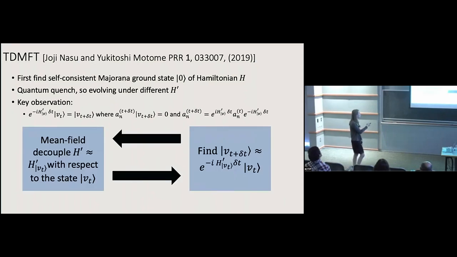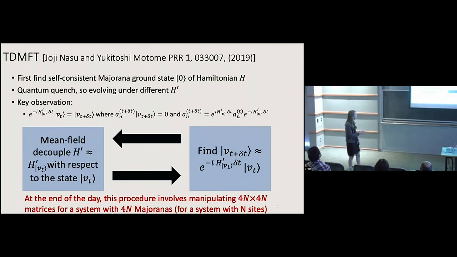The procedure is then that I mean field decouple H prime with respect to the state that I'm acting on, and then I use that mean field decoupled H prime to evolve the state a little bit in time, and I do this until I'm at the time that I care about. At the end of the day, this is just linear algebra. I'm manipulating 4n by 4n matrices with a system of 4n Majoranas, so n sites. So this scales much better than exact diagonalization, which goes as 2 to the n.